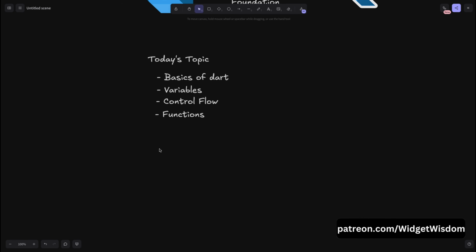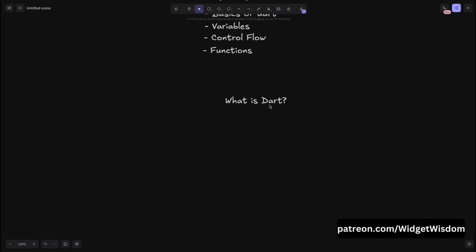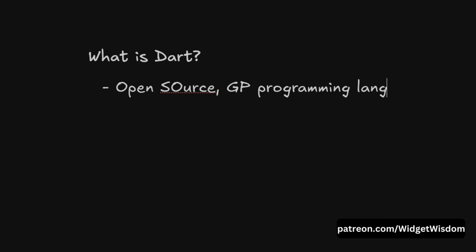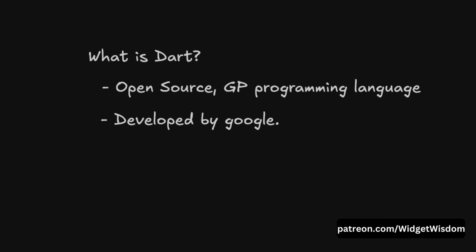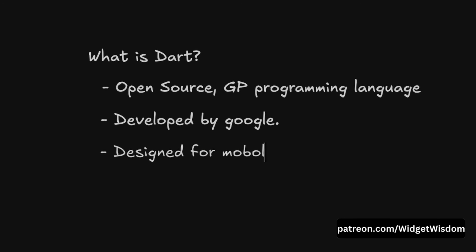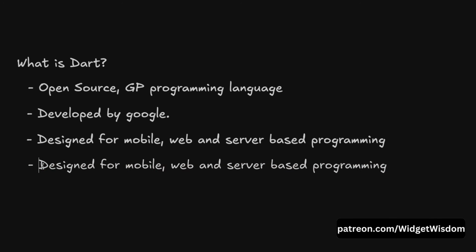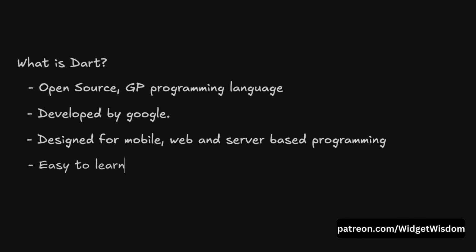Before jumping into coding, let's discuss what Dart is and why it's important. Dart is an open source general purpose programming language developed by Google. It's optimized for building mobile, web and server-based applications, and it is known for being easy to learn, especially if you are familiar with languages like Java, JavaScript or C++.